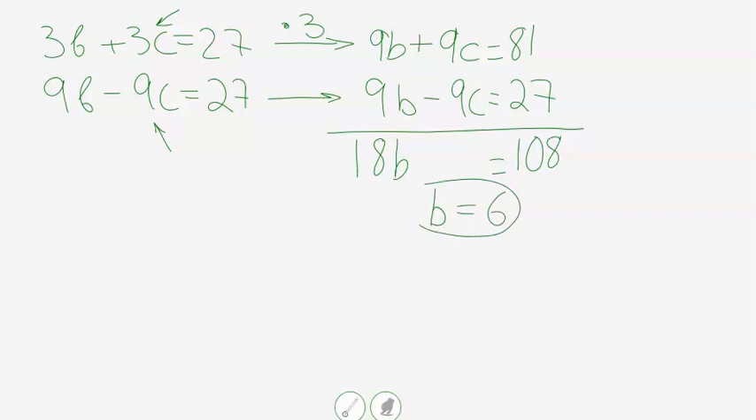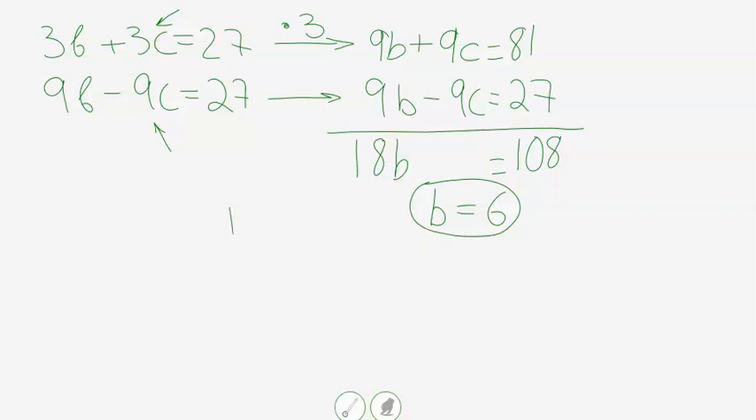But this is not the answer. B was the speed of the boat in still water. We need to find the rate of the current. So how do we find c? We can substitute this b back into one of the equations. I'd suggest we do the top one. It's easier, because we have bigger numbers and a minus sign in the bottom one. But you can do the bottom one if you want. Okay, so let's do the first one.